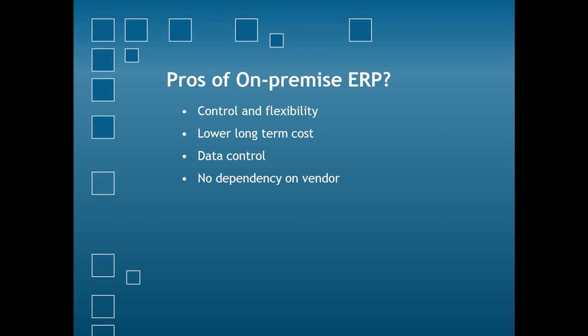Pros of on-premise ERP. Control and flexibility. It's yours and it's in your building. You can control the infrastructure of your system. Lower long-term costs. You have the flexibility of using the same hardware until you want to change it. Data control. Companies might potentially have sensitive data and they might have rigorous data standards. And lastly, no dependency on vendor. Everything is overseen by the IT staff.